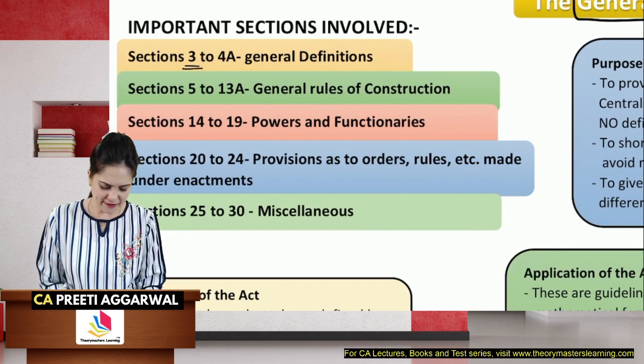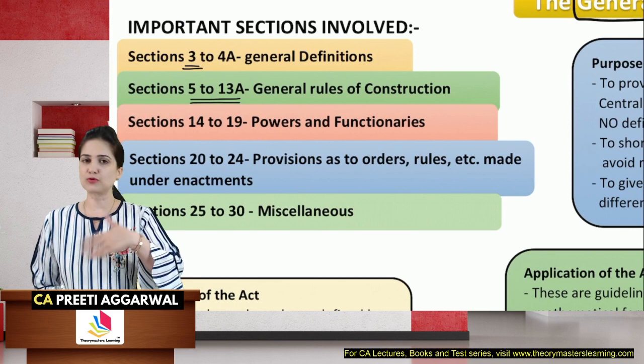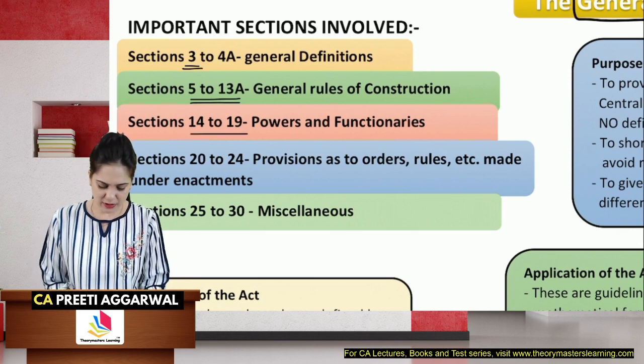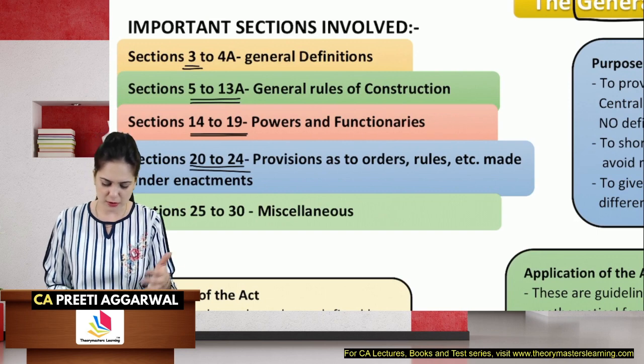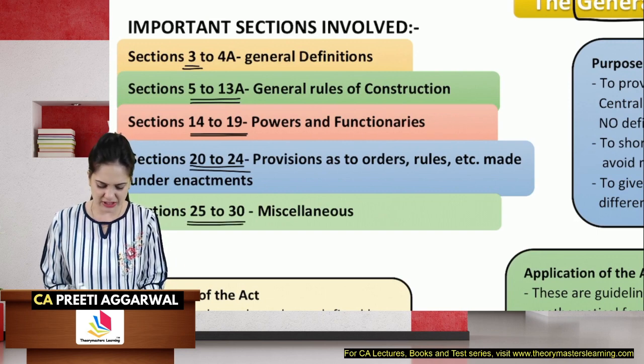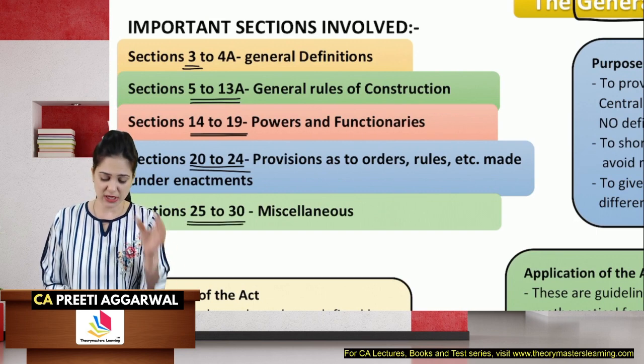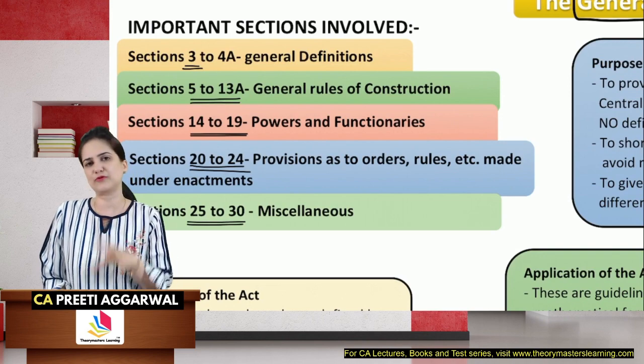Then we have section 5 to section 13A, which cover the general rules of construction. Section 14 to 19 cover the powers and functionaries. Sections 20 to 24 are provisions relating to orders and rules made under the enactment. Sections 25 to 30 are miscellaneous provisions. Here we are going to discuss all the important provisions for the exam.